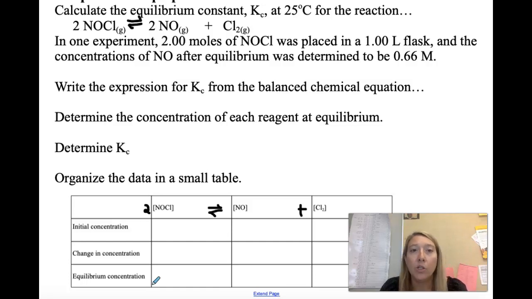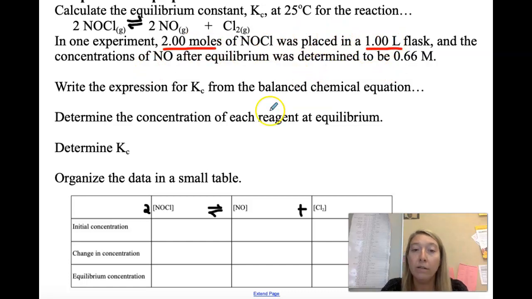So if we look at this question, it says calculate the equilibrium constant at 25 degrees for the reaction. So it says in one experiment, 2 moles of NOCl was placed in a 1 liter flask. And the concentrations of NO after equilibrium was determined to be 0.66 moles per liter. So write the expression for Kc, determine the concentration of each reagent at equilibrium, and determine Kc. So right now, what we are given in the question is we are told that 2 moles of NOCl was placed in a 1 liter flask.